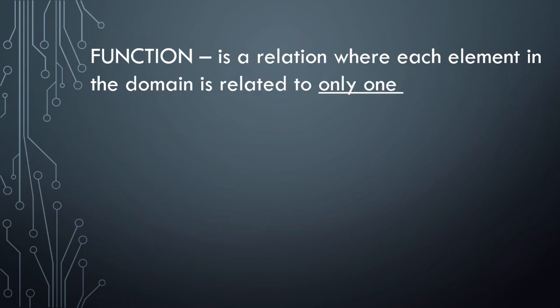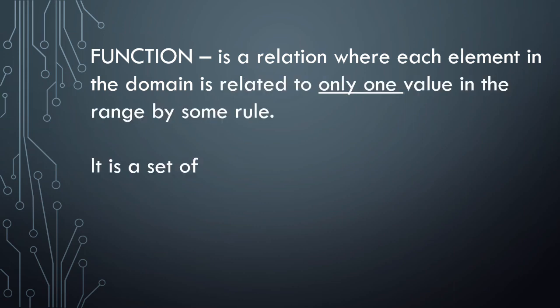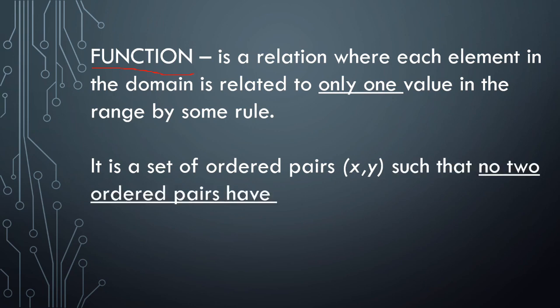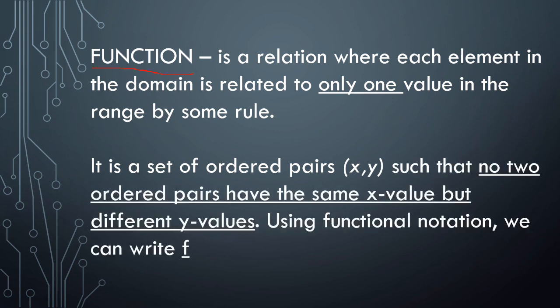Next we have function. A function is a relation where each element in the domain is related to only one value in the range by some rule. Take note, class, the keyword here is only one. In another definition, it is a set of ordered pairs (x, y) such that no two ordered pairs have the same x value but different y values. Using functional notation, we can write this as f(x) = y.